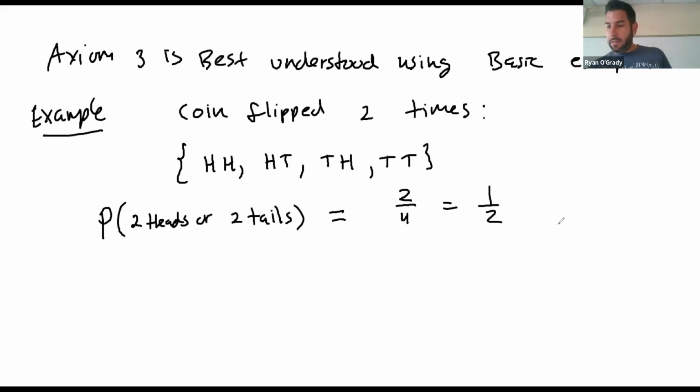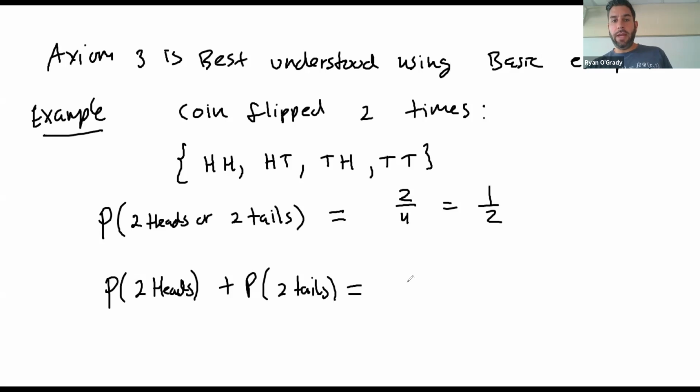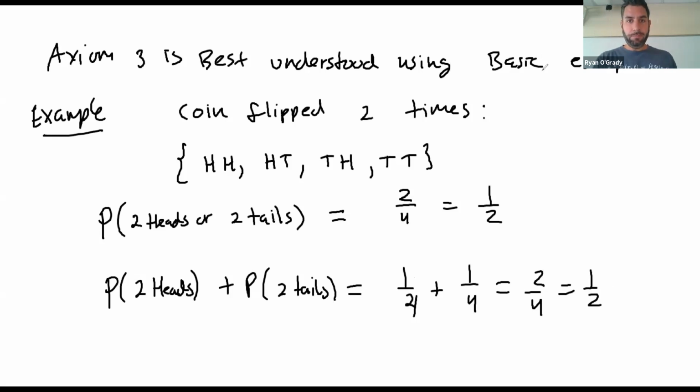Now, what if I did it the other way? What's the probability of two heads plus the probability of two tails? Well, the probability of two heads is 1/4. What's the probability of two tails? That's 1/4, and that also adds up to 2/4, which is 1/2. So the point is, no matter how I compute it, I get the same number. That's what the third axiom is telling us.